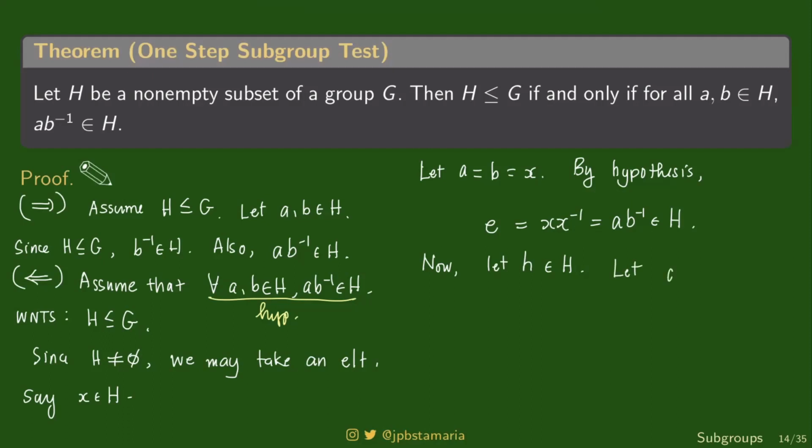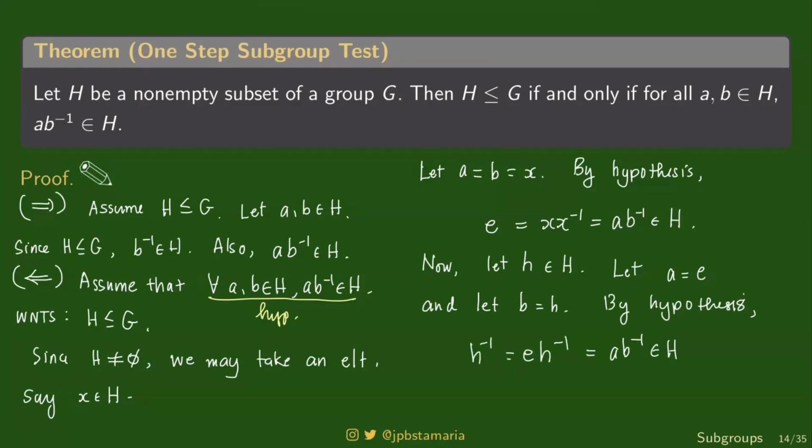Let A be E. This time, let A be E, and let B be H. Again, by hypothesis, ano sabi ng hypothesis? AB inverse must be in H. But what is AB inverse this time? AB inverse this time is EH inverse. But what is EH inverse? That is H inverse. So, ang na-prove natin is that whenever H is in capital H, yung H inverse ay nandun din sa capital H.